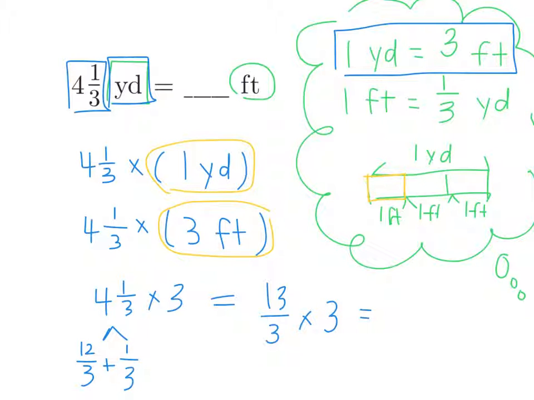Akil, how can I write that as one fraction? 13 times 3 all over 3. Very nice. Do we see any common factors? 3 and 3 are both divisible by? So 3 divided by 3 is 1. 3 divided by 3 is 1. Now I have 13 times 1 all over 1, which is? So therefore, 4 1/3 yards equals 13 feet.